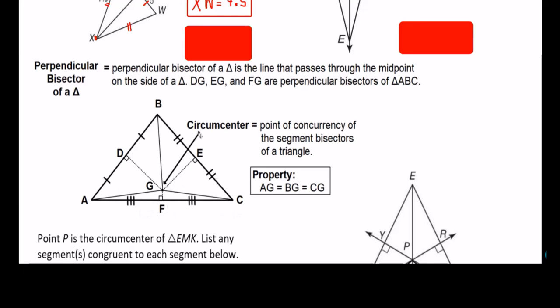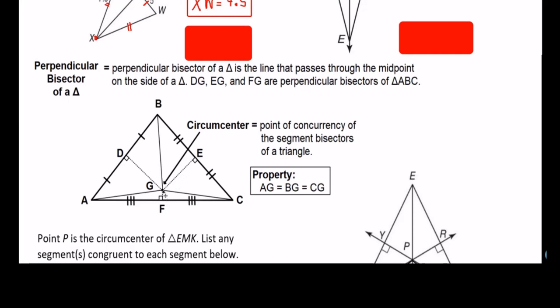All right, we're also going to learn a new word called the circumcenter. Circumcenter is the point of concurrency of the perpendicular bisectors of a triangle. So basically, whenever all those three segments, the perpendicular bisectors, meet, remember when three lines or three segments meet, that's called the point of concurrency, and that particular point has a special name, circumcenter. That's where all three perpendicular bisectors meet.